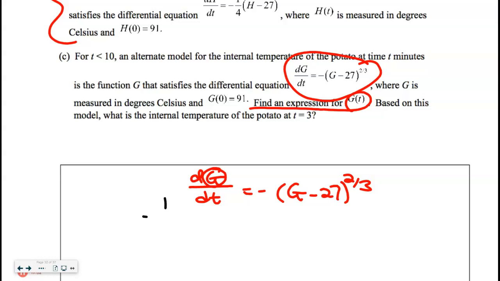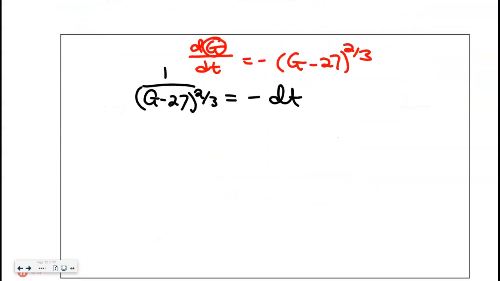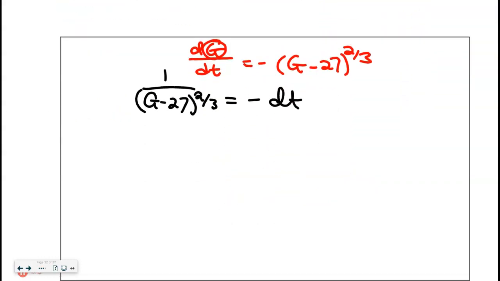So let's do 1 over G minus 27 to the 2/3 power is equal to a negative, because I like to keep those constants on the right, the dt. That's an easy point, right? Just a separation. What do we do after we separate? We integrate. You can leave the negative in or pull it out. I like to pull it out because it's a constant. Then your next points are for antiderivatives. The left is a little weird because there's nothing there, but it's really a 1.